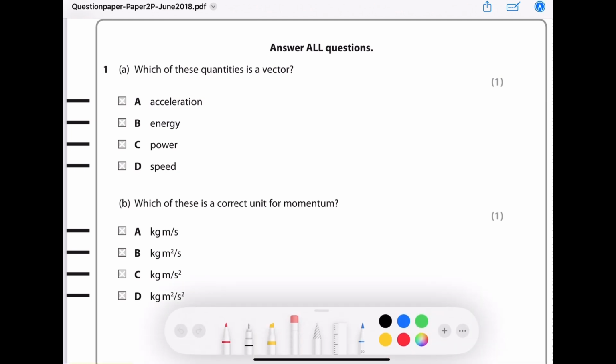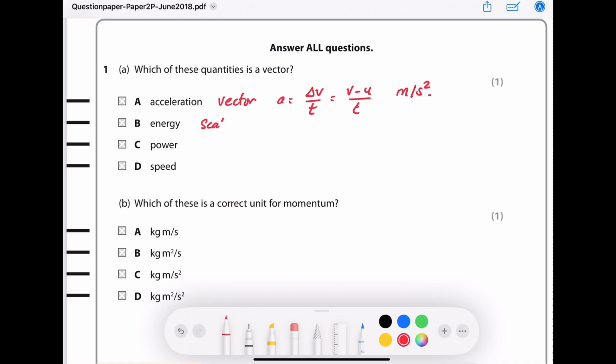Today we have June 2018 Edexcel paper 2. Question 1, which of these quantities is a vector? I know that acceleration is a vector quantity, which means the change in velocity over time: v minus u, final velocity minus initial velocity, divided by time. Let me remind you the unit, which is meter per second squared.